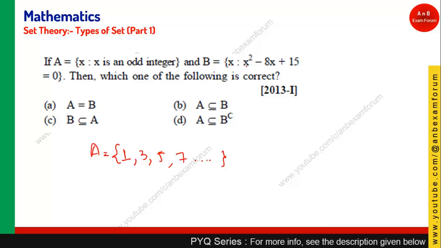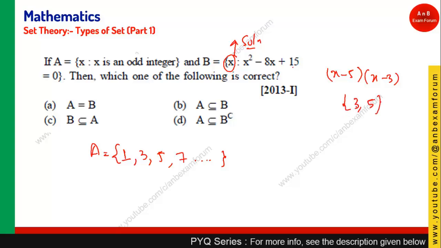Coming to B, x is such that this equation is given. Basically he wants the solution of this particular equation. I am not solving this equation; you should know how to solve a quadratic equation. If you solve it, you will have two roots, x minus 5 and x minus 3. Five 3s are 15, and if you expand it you will get the same equation. So there will be two elements, 3 and 5.